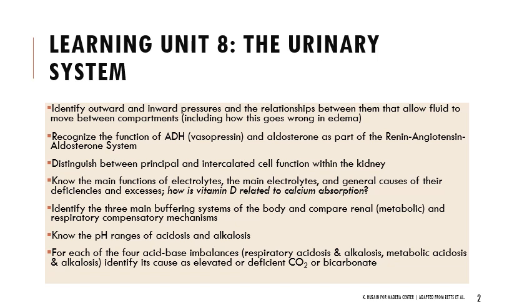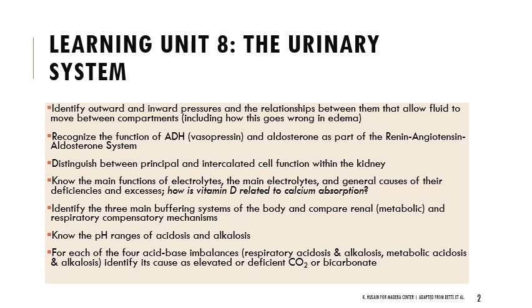We're also going to be thinking about different buffering systems within the body and comparing renal or metabolic and respiratory compensatory mechanisms to deal with changes in acid-base balance. I want you to know the pH ranges of acidosis and alkalosis, and then for each of the 4 acid-base imbalances, so respiratory acidosis, respiratory alkalosis, metabolic acidosis, and metabolic alkalosis, you should be able to identify its cause as either an elevated or deficient carbon dioxide or bicarbonate. And we'll get back to that at the end of the lecture.